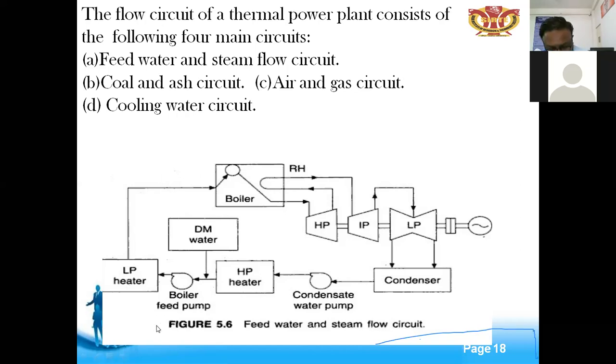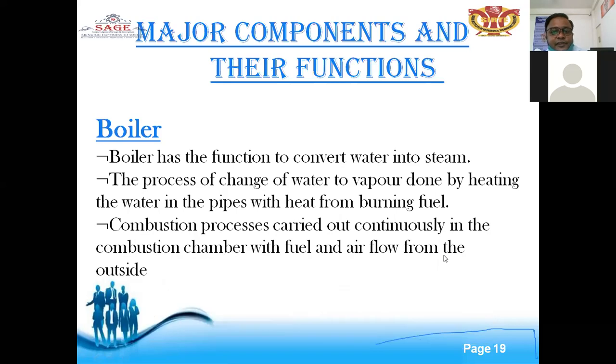After the expansion in the low pressure turbine, the power is collected on this side through the alternator, and the alternator converts the mechanical energy into electrical energy. These are the major components and their functions. What are the major components? The major component is the boiler. The boiler has the function to convert water into steam.